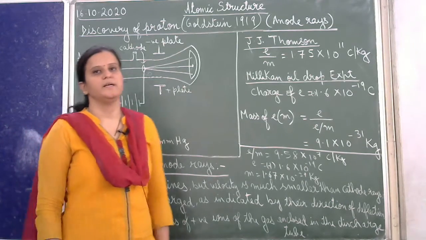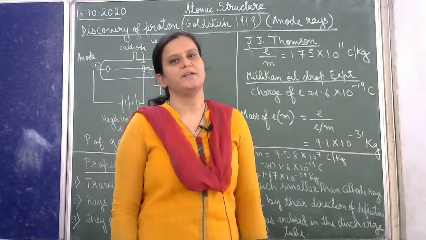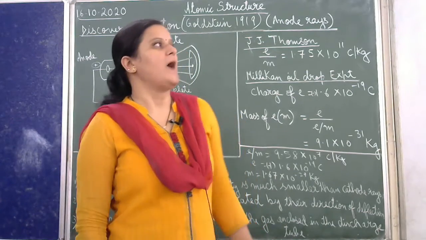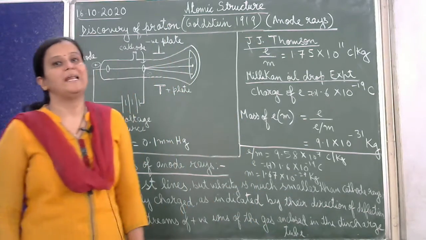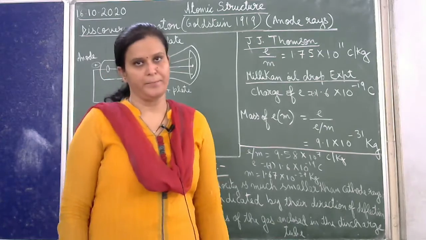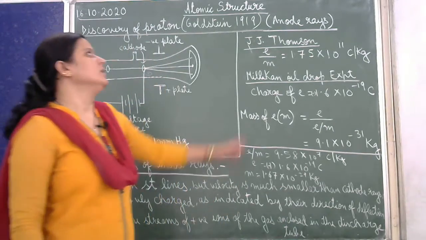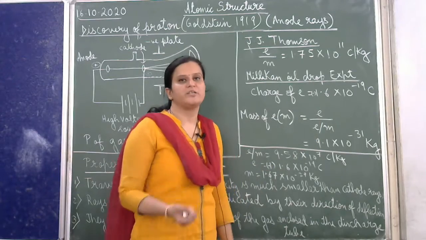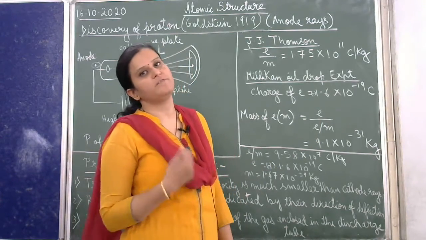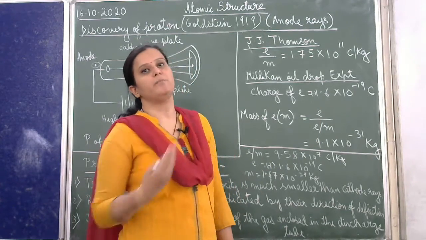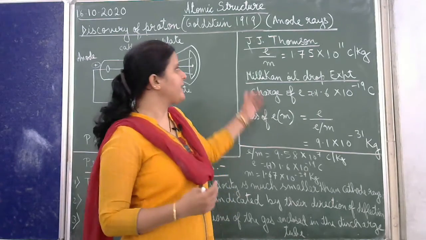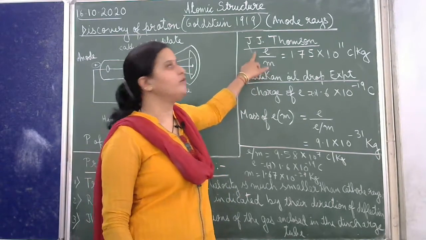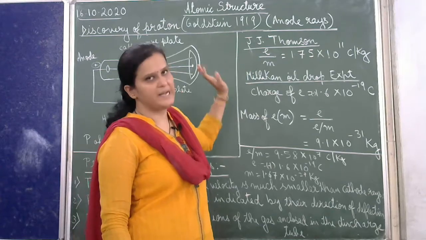Good morning, students. In the last class, we had started atomic structure and we have seen how the electron was discovered by J.J. Thomson. J.J. Thomson also measured that the amount of deflection of these cathode rays depends upon certain factors. And therefore, we could calculate the value of e/m. We have stopped it here.